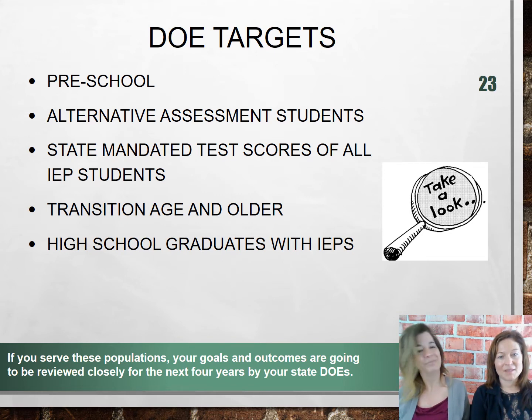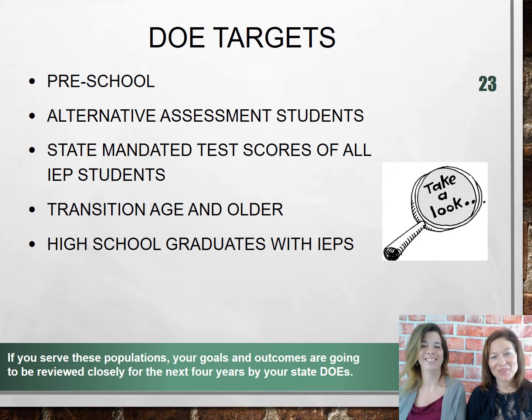Okay. All right, I think I'm going to talk to you a little bit, give Kelly a break for a second. Starting in the 2014-15 school year, the State Department of Education had to start reviewing student level outcomes. And they were looking at certain populations for this. They wanted to look at preschool, alternative assessment students, and transition age and older. They were looking for high school graduates with IEPs, and were they meeting their IEP goals and their transition goals.